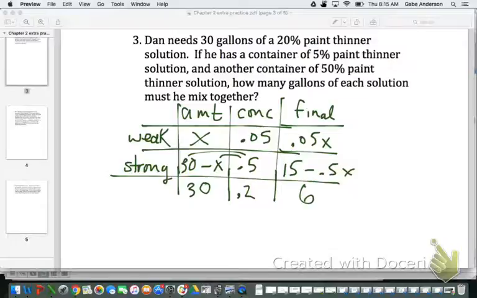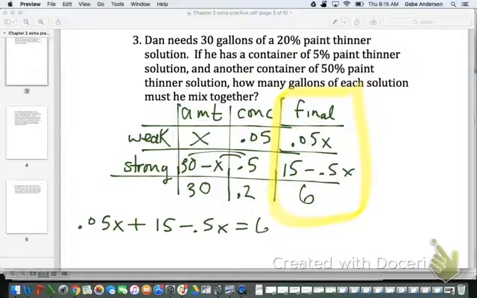All right, so then what we do with this is we take our final and we make our equation from that final column. We make our equation there. So this would end up giving us 0.05x plus 15 minus 0.5x equals 6.